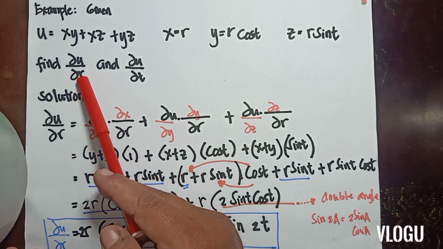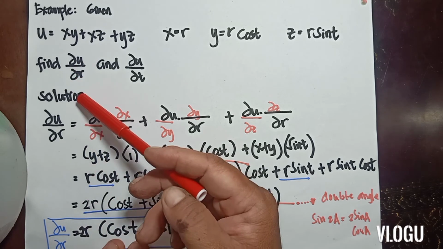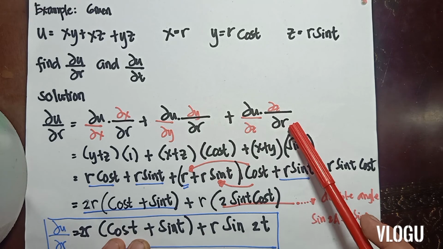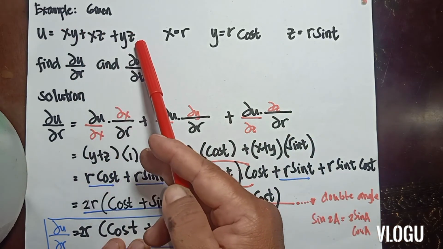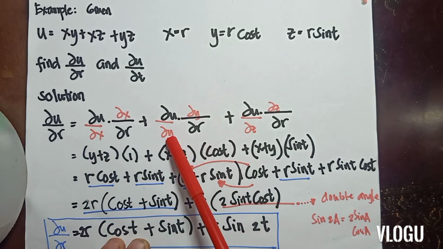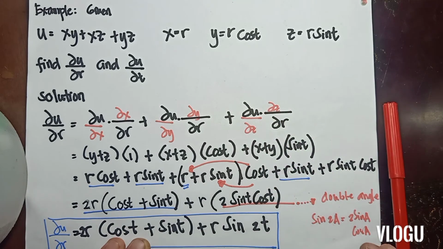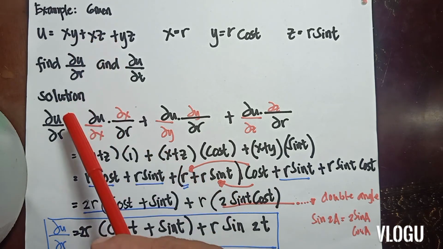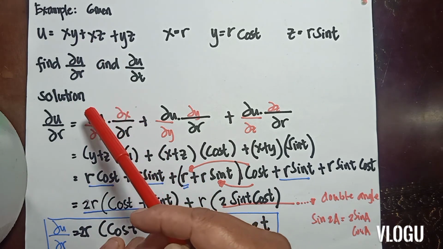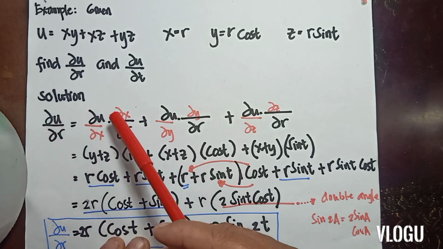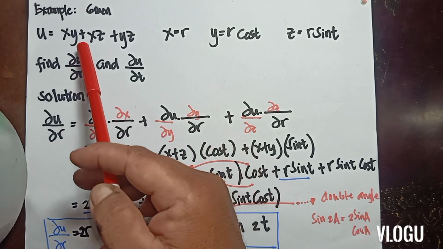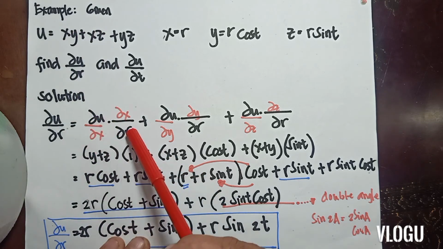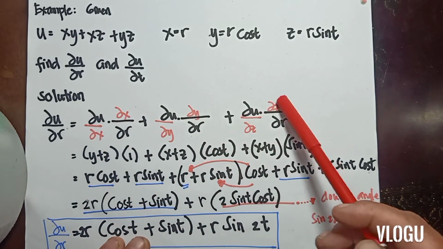If you are going to solve for the partial derivative ∂u/∂r, you will have ∂u/∂x ∂x/∂r, ∂u/∂y ∂y/∂r, ∂u/∂z ∂z/∂r. What are your variables? x, y, and z. Then you will have that formula. How many variables do you have in your equation? That is the number of terms in ∂u/∂r here. Because we have three variables here, x, y, z, that's the reason we have 1, 2, 3.